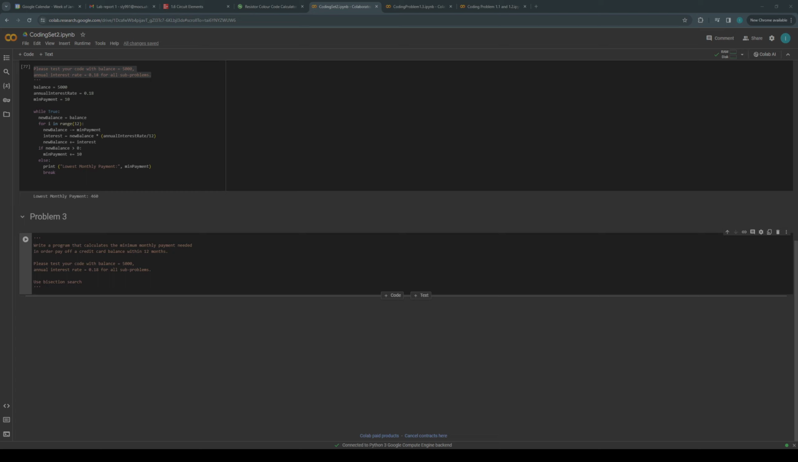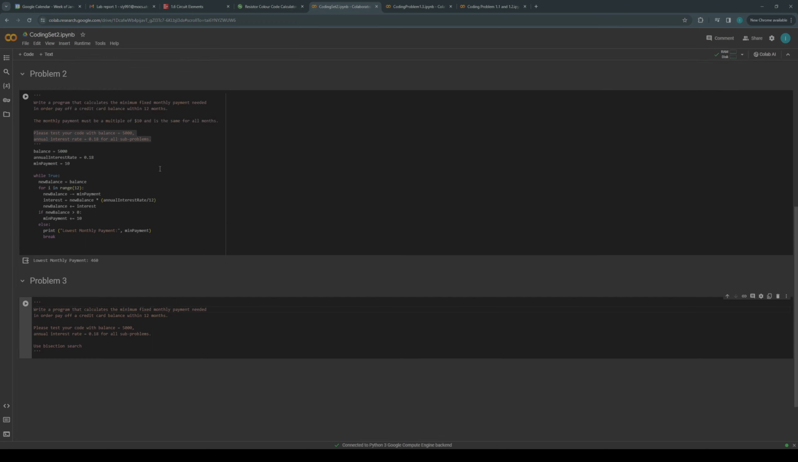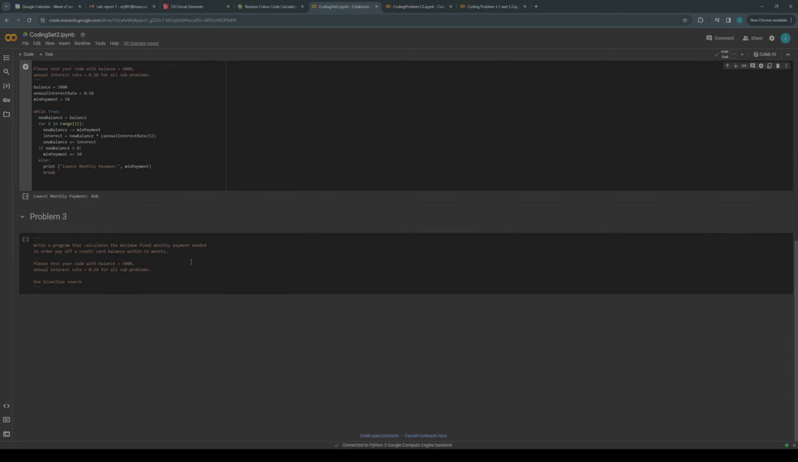In the previous problem, we wrote a program that calculated the minimum fixed monthly payment needed in order to pay off a credit card balance within 12 months, but we decided that it must be a multiple of 10. However, in problem 3, we are not doing that. So it's going to be exactly what the monthly payment needs to be. It's not a multiple of 10. It's just exactly what the minimum monthly payment needs to be.